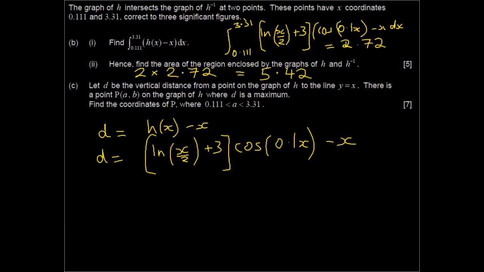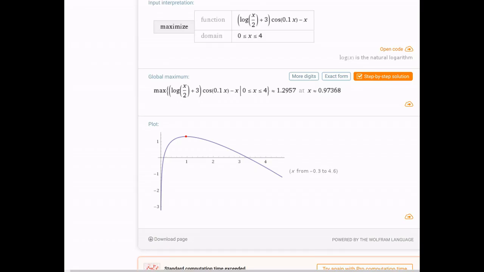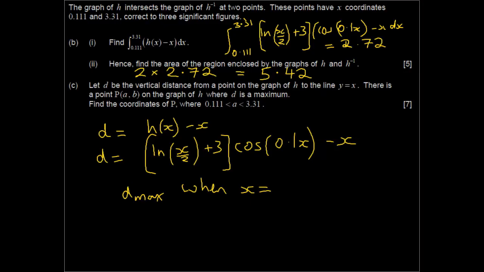So using that, I've got that D max when x is equal to 0.974. Okay, so that would give me the value of little a. And then to get the value of b, I would then just need to place this x value into the function for h, so into this part, not the minus x, and that would give me this.